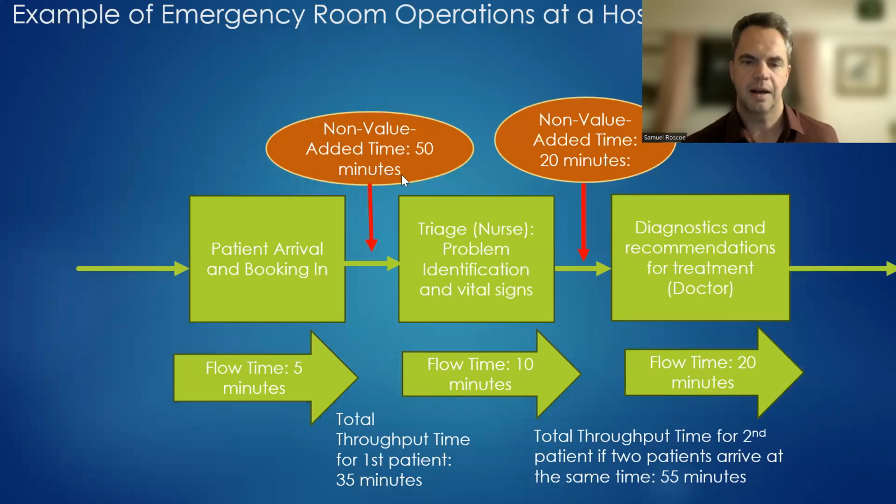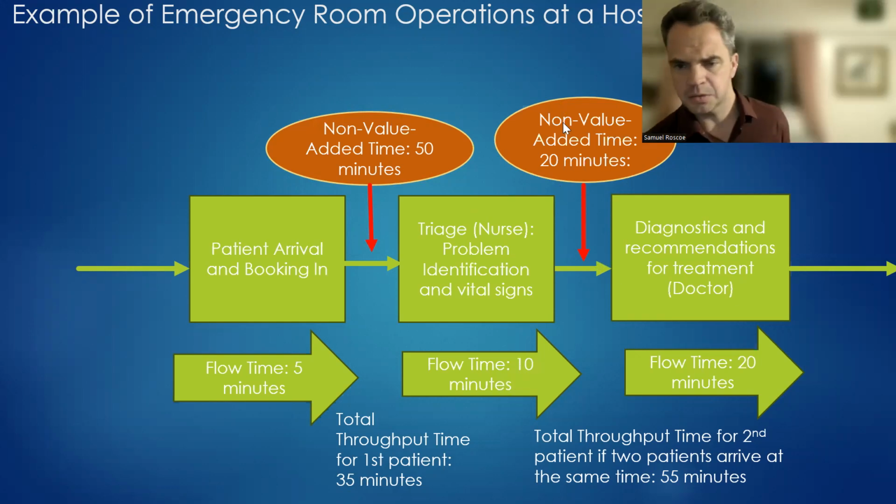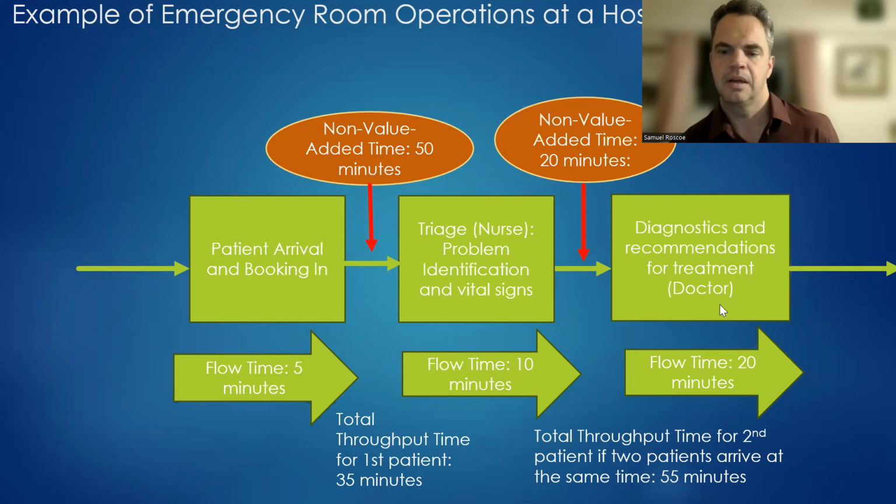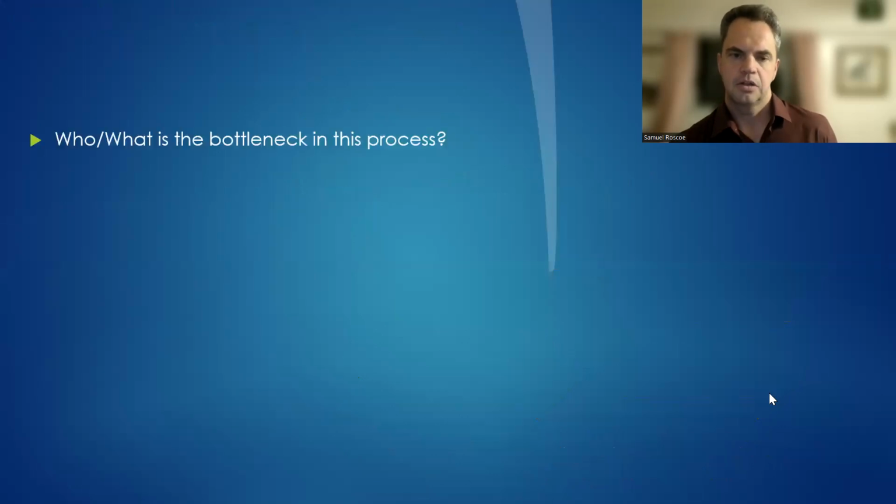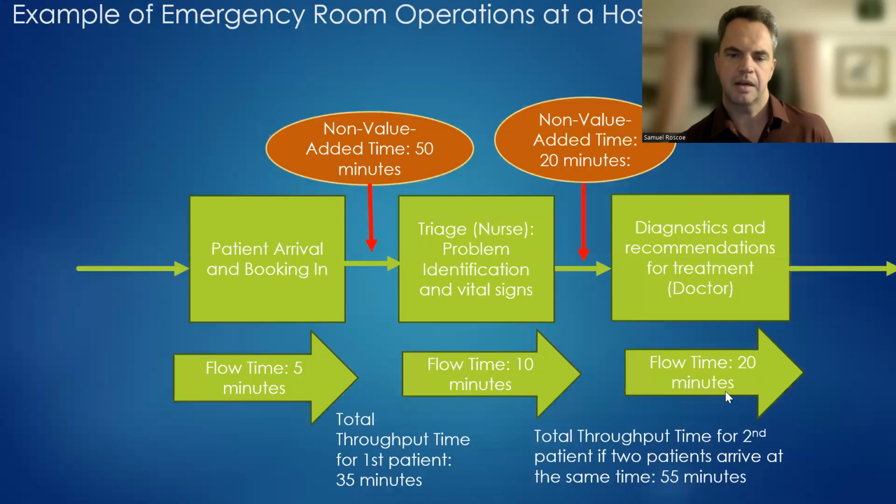We could have waiting time here, another 50 minutes. We then have to calculate the flow time of all the people in front of us, as well as the non-value adding time here, and the flow time going throughout the process on the other side. Okay, so when we look at this particular process, I'll just go back a step: where do we see that the bottleneck is?